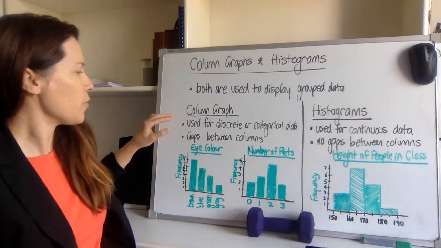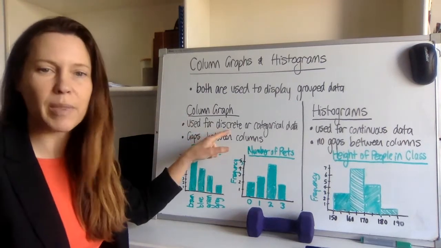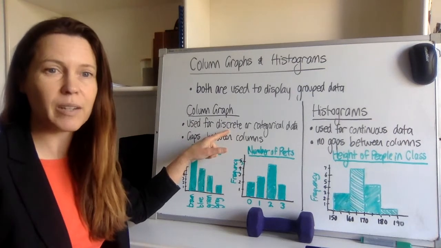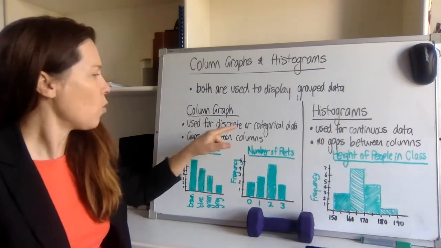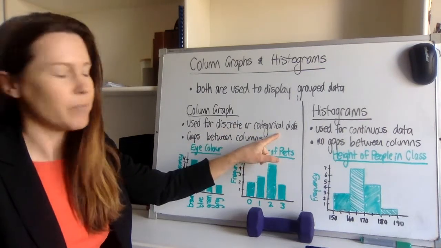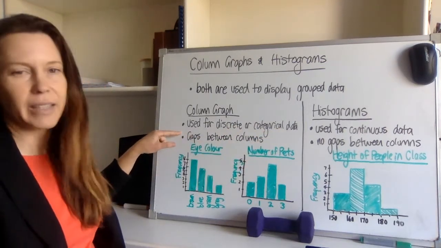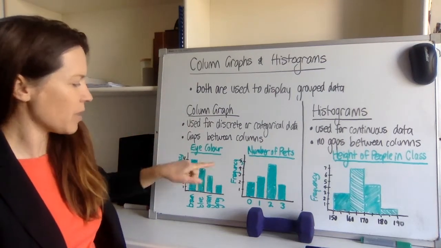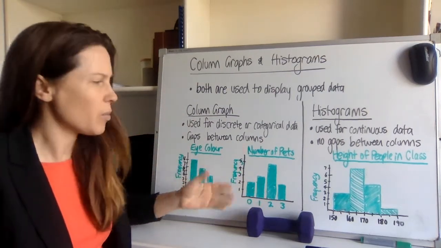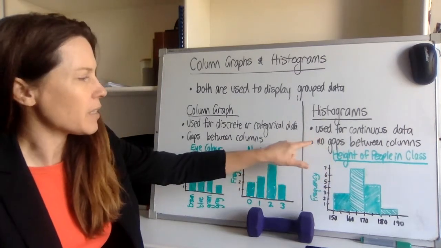Now, let's look at the column graph first. It's used for discrete data. Remember, that's data that's got numbers in it, like 1, 2, 3, 4, things that you can generally count. Or it can be used for categorical data. The key thing about it is there's gaps in between the columns. So I just remember a column graph has columns that look like individual columns, whereas the histogram is the other one. It doesn't have any gaps.